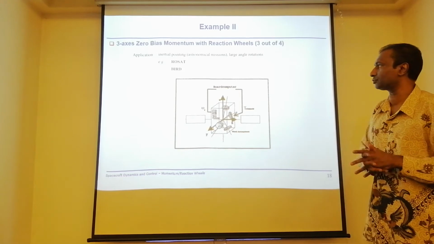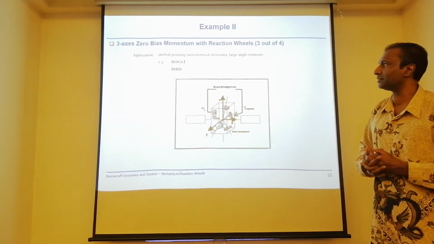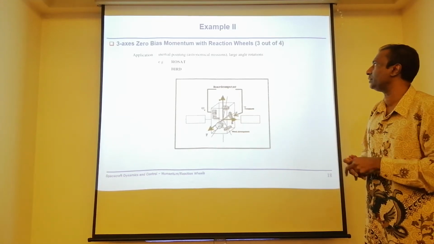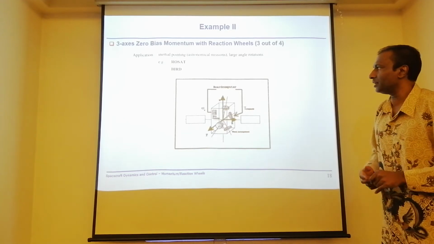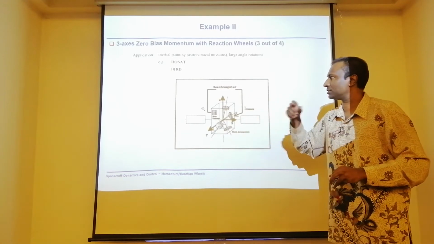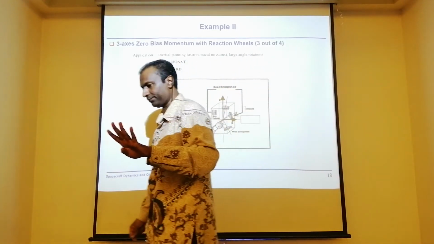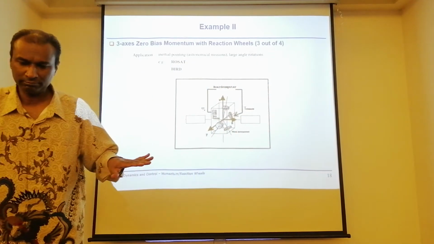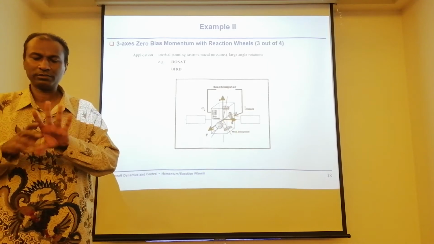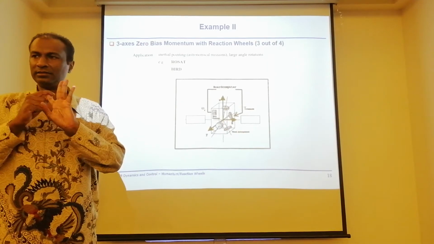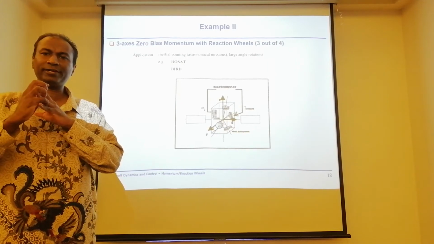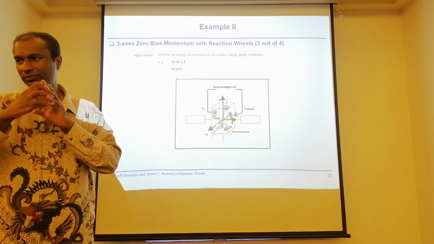This is what I talked about. Let's say 3-axis, zero bias momentum with 3 wheels. That means 3 out of 4. So for example, the satellites that have flown, Rosat, Bird, have just what I've explained to you: 4 wheels, no bias momentum, all reaction wheels, and 1 is a backup. And you can control 3 axes with these 3 wheels also.